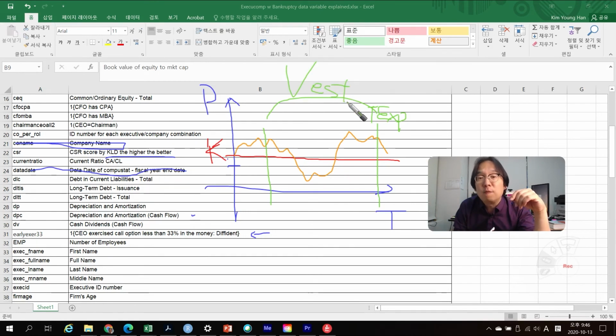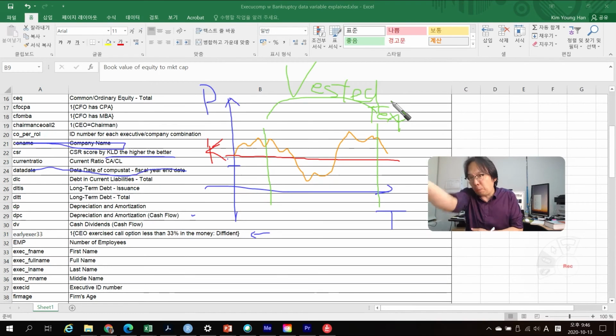Why is it called vested? You can think of it like a gunfighter's vest. A bulletproof jacket, and you also have some bullets in it so that you can shoot. It's vested. You are ready to shoot and then exercise the call option. This is the vested period. So now the CEO starts to have that option to be able to exercise.